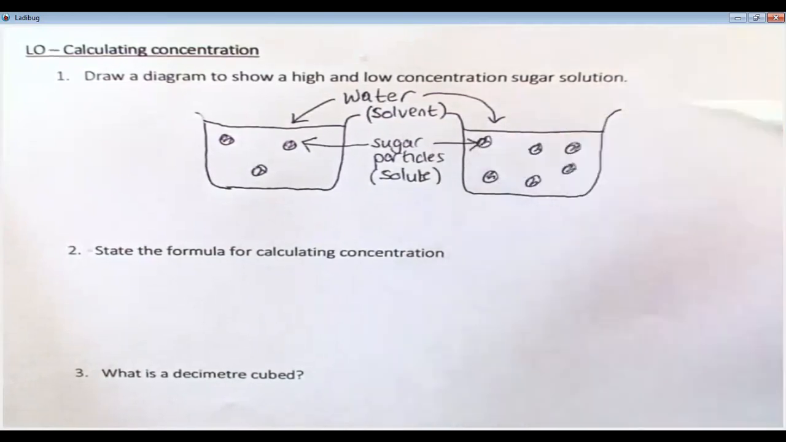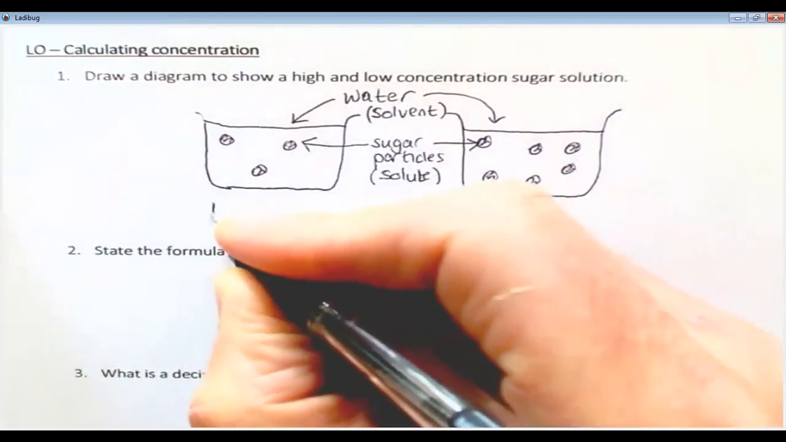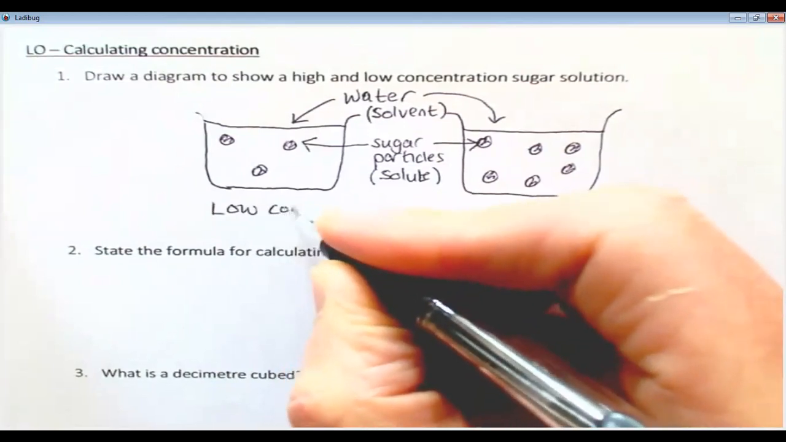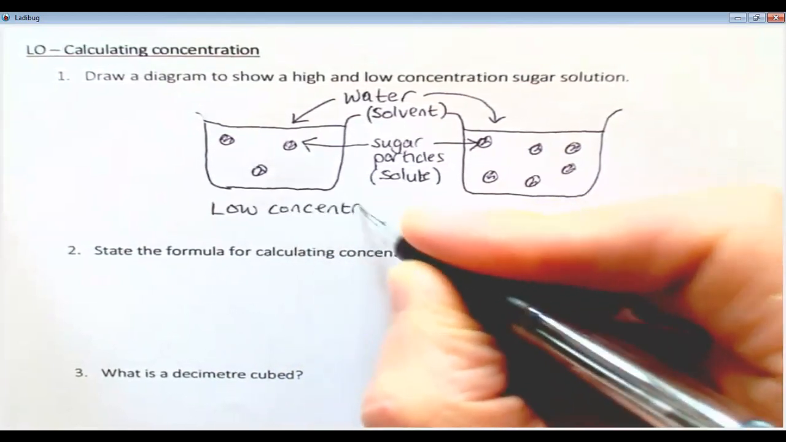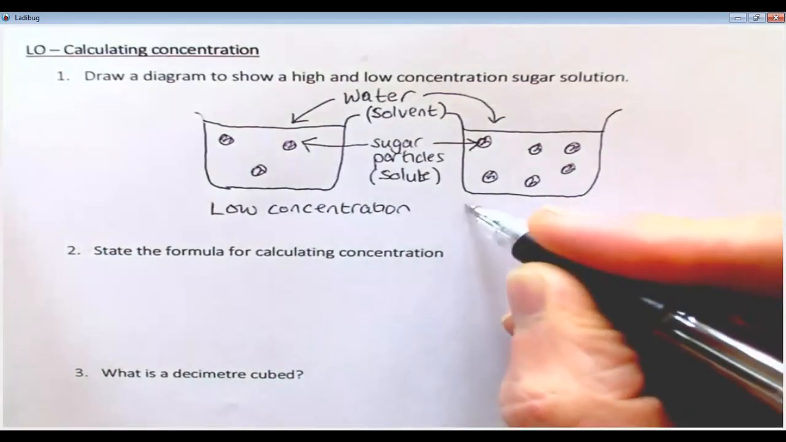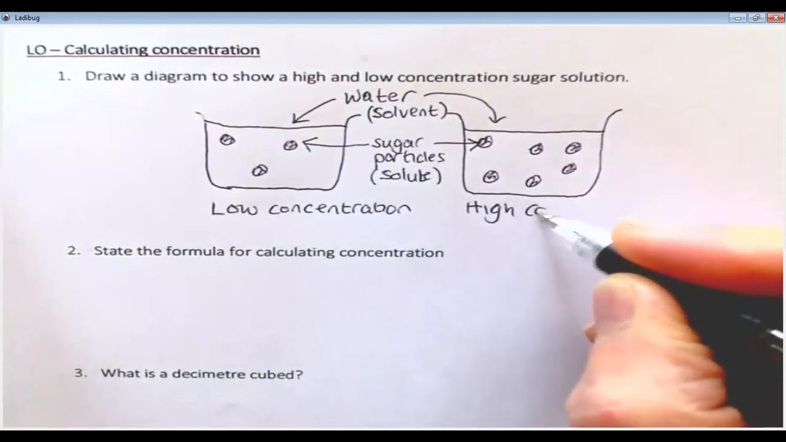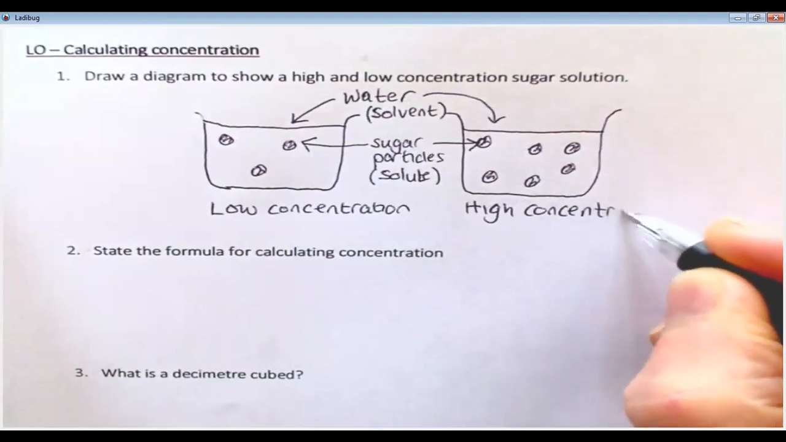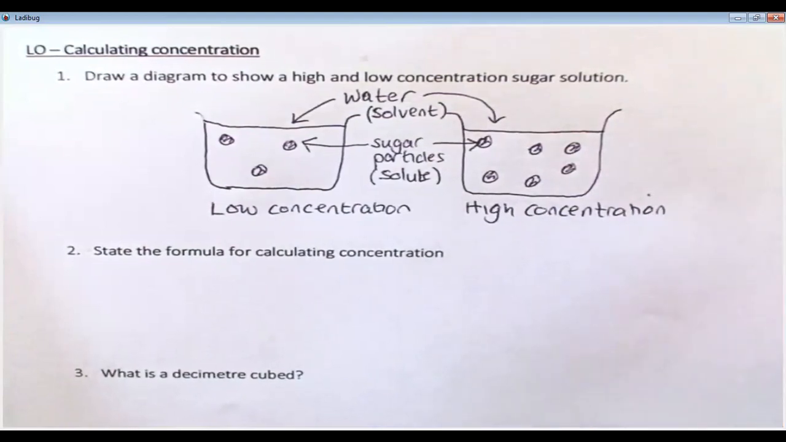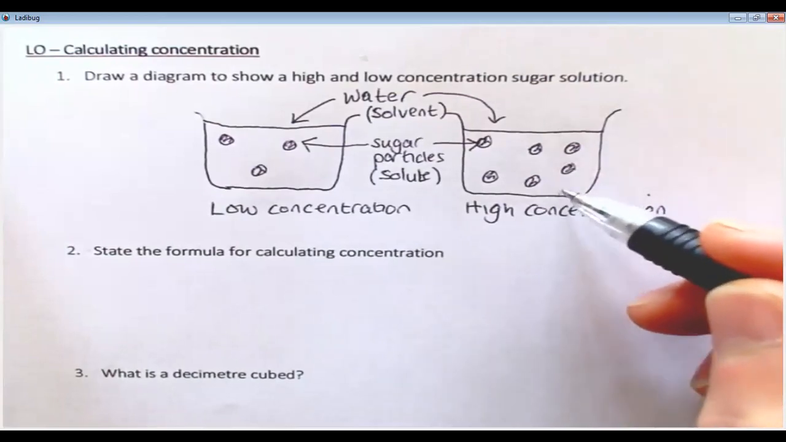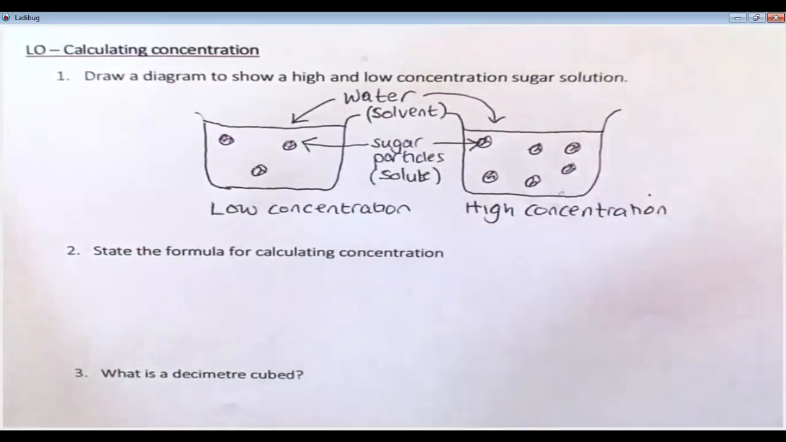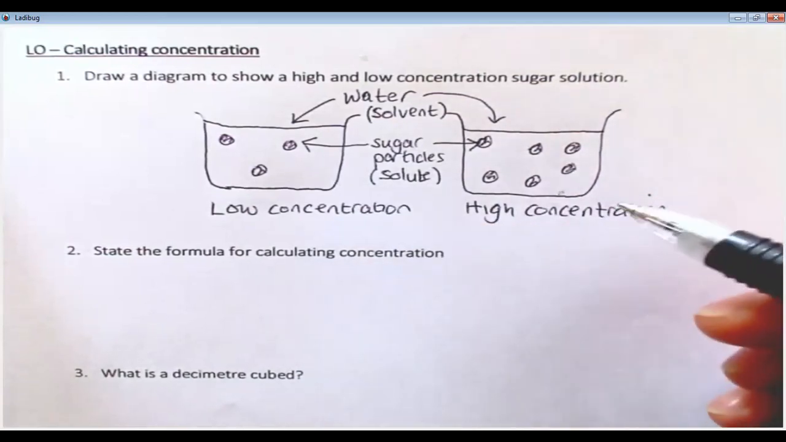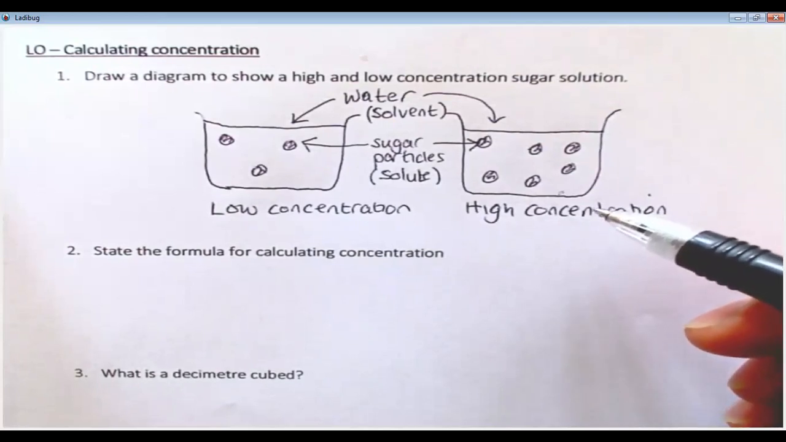Now what we have here is obviously 2 different concentrations. This is our low concentration. And this is our high concentration. And in fact, what we've really drawn is one solution which is twice the concentration of the beaker on the left. So that's basically a little diagram to give you some understanding of what we're learning about today.